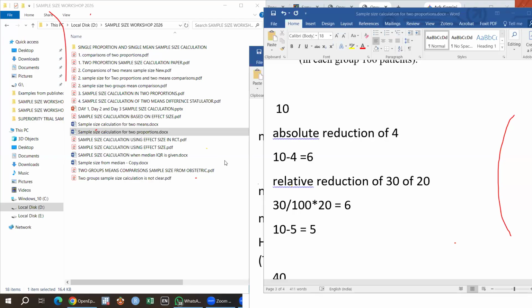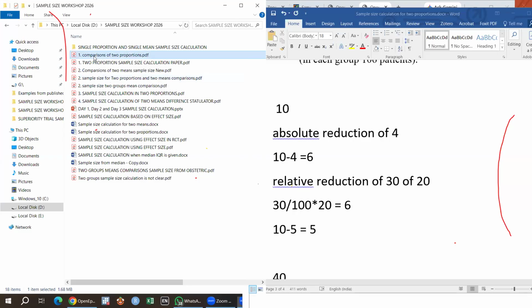Then we have done this. We have used Open API. Okay. I think I have some time. So I'm taking some published articles on how to calculate sample size. So here, comparison of two proportions. Please see this.